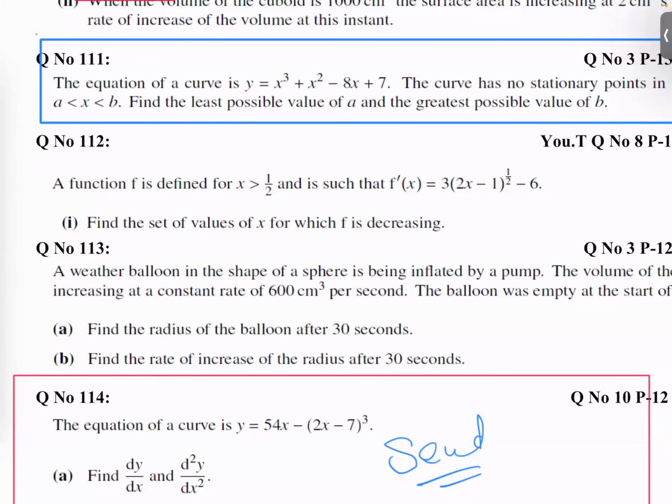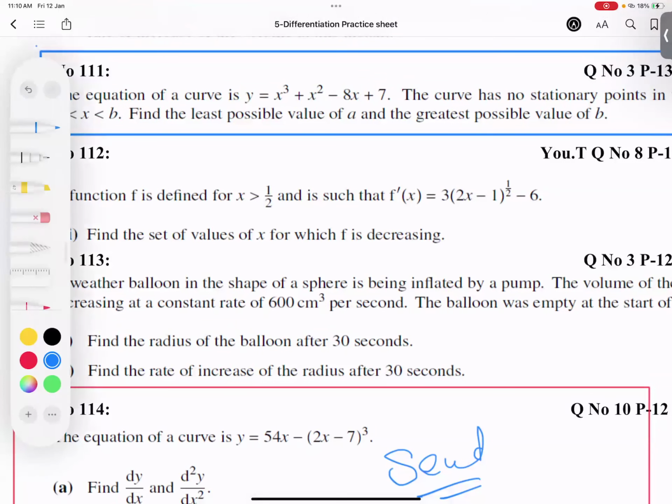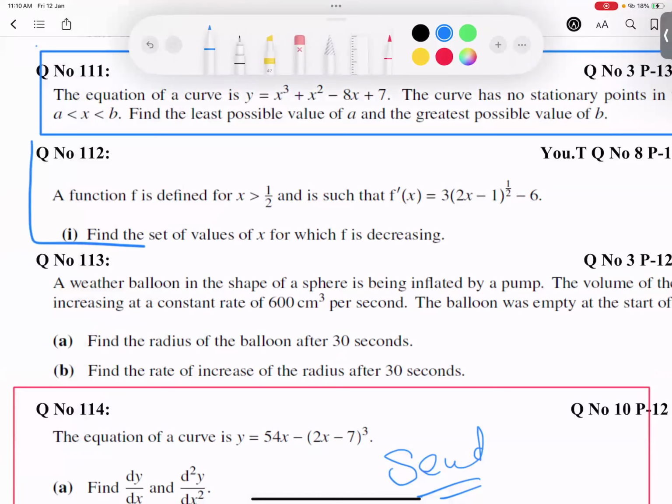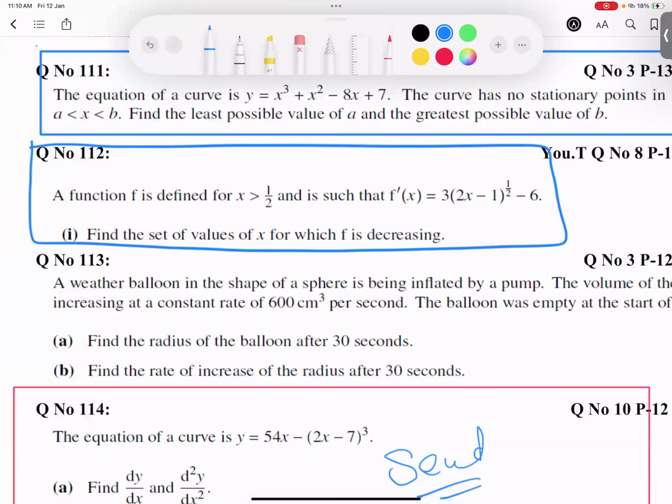Yes, students, there's another question we have. You can see on the screen, question 112. What is the question here? He is saying that the derivative is already given by him. No need to differentiate. He said for x value bigger than half, it means it's starting from half and growing and growing. He's saying find the set of values for which the function is decreasing. So he said decreasing, which means very clearly f dash of x is less than 0.